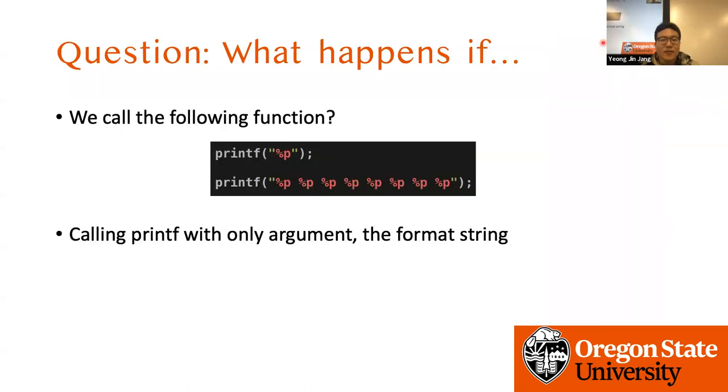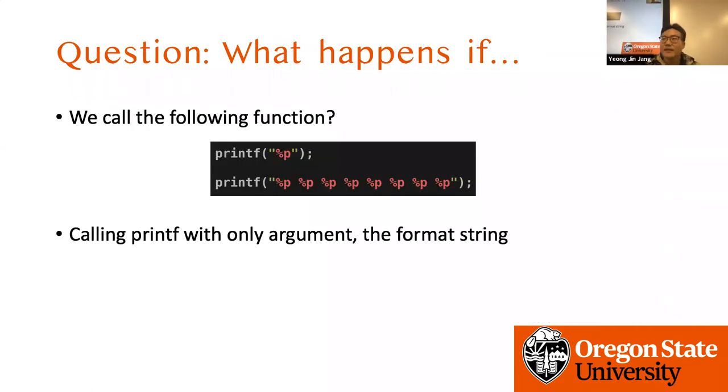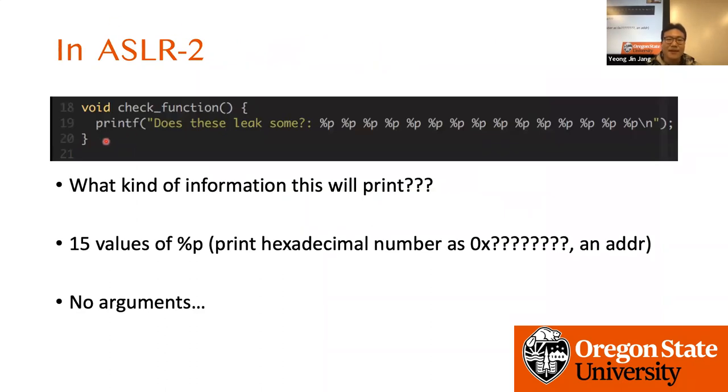Then what happens if we call these kinds of functions with this argument? We didn't push anything as the arguments. And then printf will believe that there are that many arguments, and it will keep moving up and up and up, spilling the stack data. And that's what is happening when you invoke the check function in ASRL2. I intentionally put this, and most of you don't know what that does, but the interesting thing is that I didn't push any additional arguments.